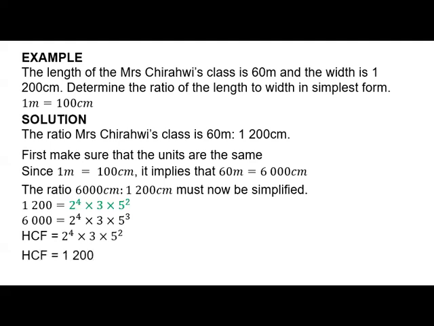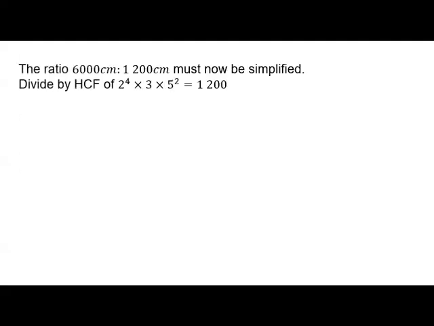So I'm going to go to that 6,000 centimeters is to 1,200 centimeters and divide each of those by 1,200, which is my highest common factor, and that will give me 5 is to 1. Okay, I tried to make this a little bit easier, and I hope you understood it.